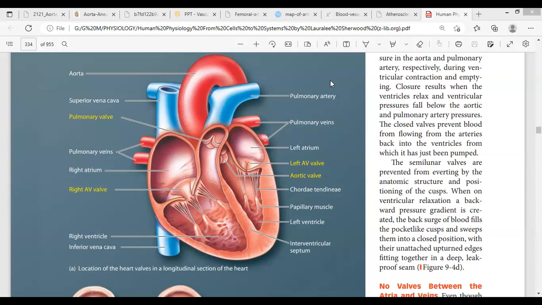Someone in the chat box has talked about the sinoatrial node. The sinoatrial node is a pacemaker, right? Now, what's the normal rhythm of the heart? Between what range do we consider normal? For the SA node it's 70 to 80.